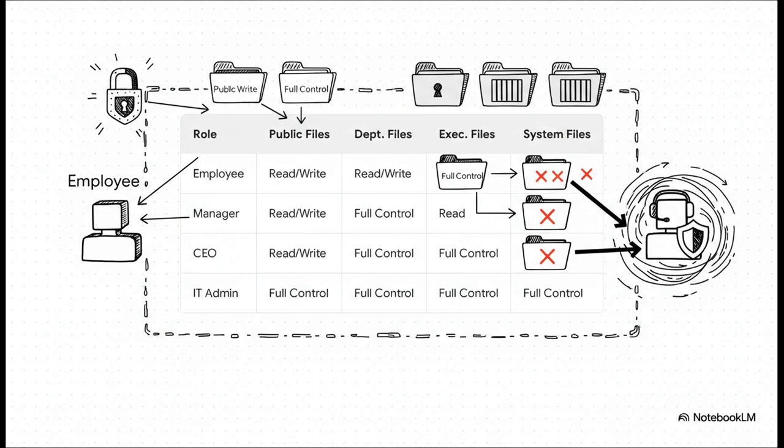And this table here is a perfect example of what that looks like in the real world. This is least privilege in action. You can see regular employees can work in their own department's folder, but they can only read the public stuff. Managers get a bit more power in their department. The CEO, well, they have access to executive files. But look closely, the only people with full control over the really critical system files, that's IT security. It's a clear, simple structure that makes sure nobody has more access than they absolutely need.